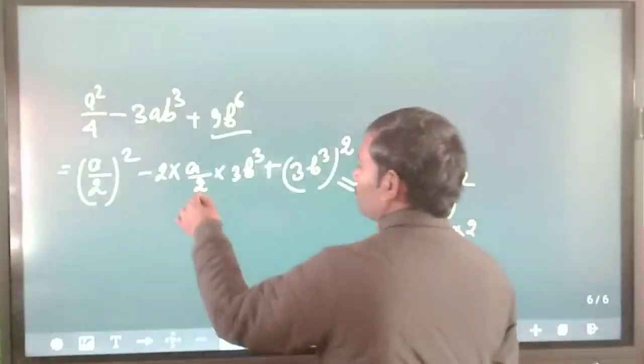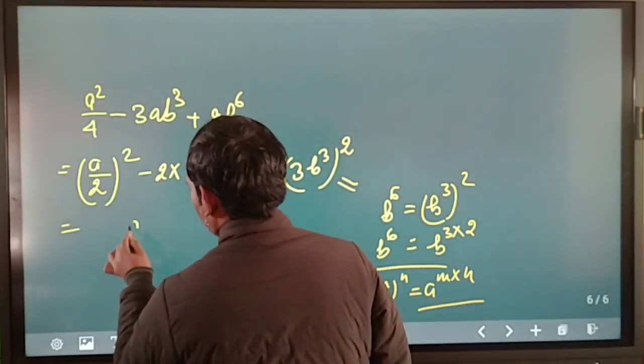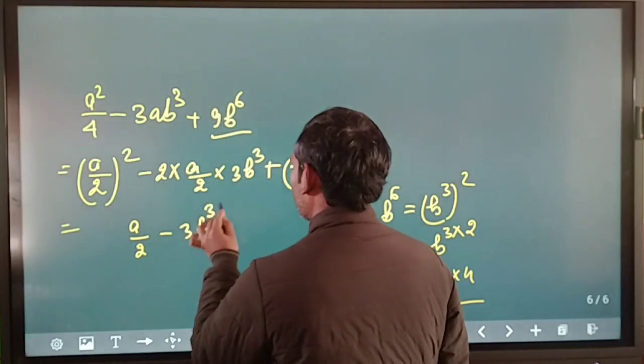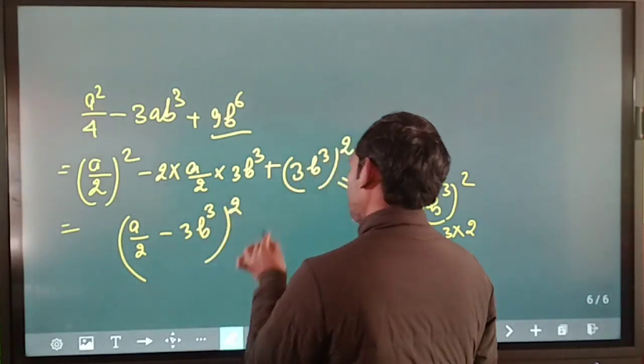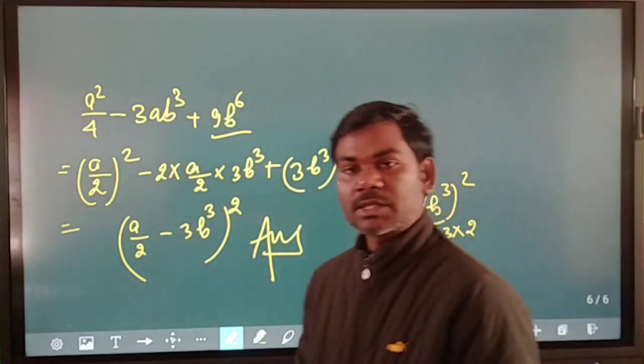Now here it can be written as (a upon 2 minus 3b cube) whole square, which is the result. So I hope this one is clear.